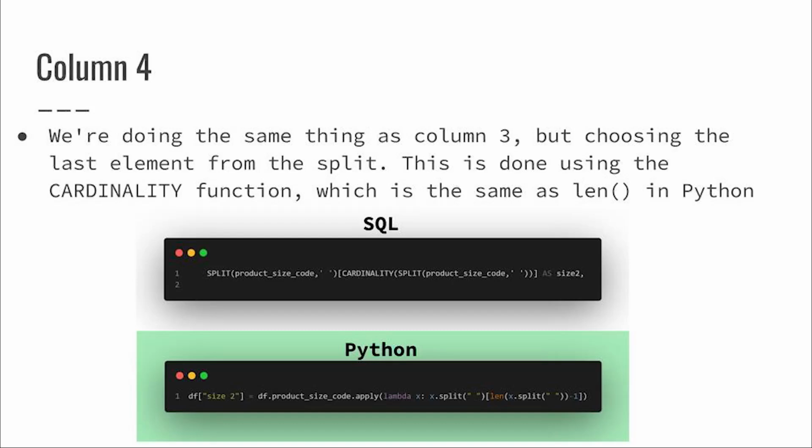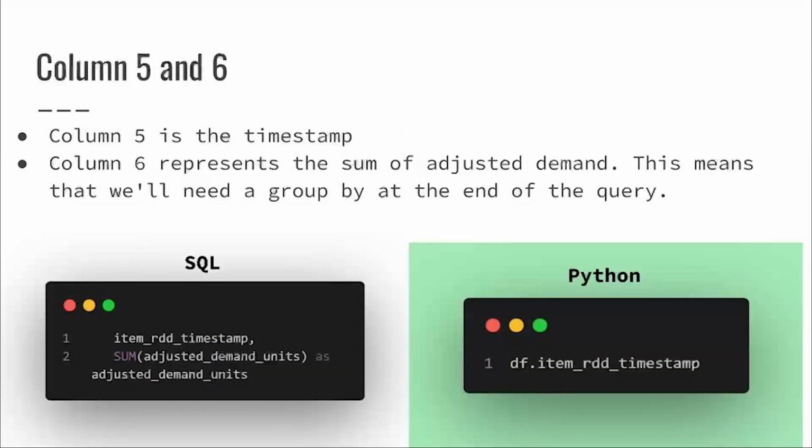And by taking that number, we essentially get the last element. So we're using that inside these square brackets as opposed to the 1 like we did before. And then once we have that, we will be saving it as size 2. So as we get down to the columns 5 and 6 of our select statement, it gets a bit more simple.